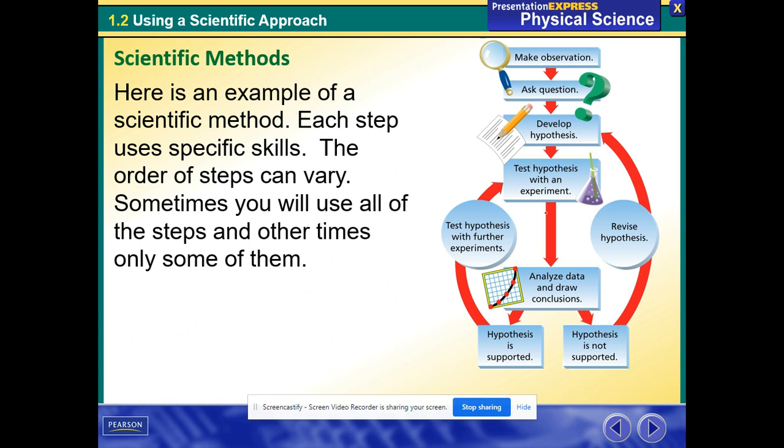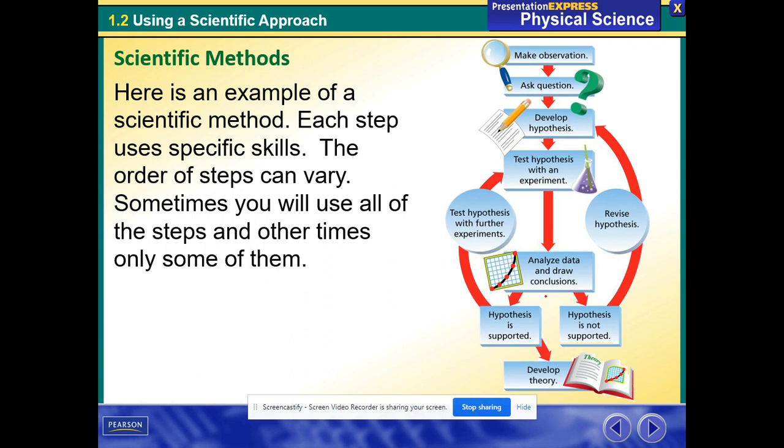That tells you that if you got the same result, it wasn't just a fluke or a mess-up the first time around, and that you're consistently getting the same thing. If for some reason your hypothesis or guess was not supported or was not correct, you would go up and revise your hypothesis and then go back through and redo the experiment again. Once you have redone the experiment and have gotten similar results over and over again, and your idea is supported, that's when you can start developing theories or laws.